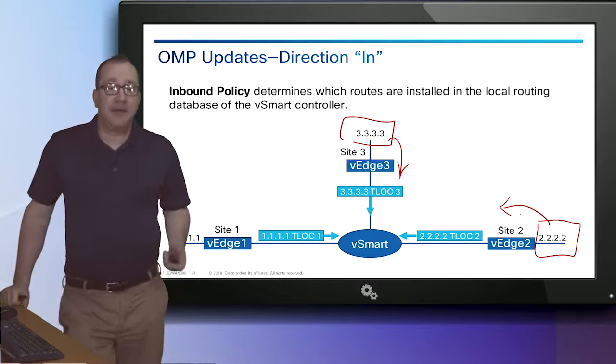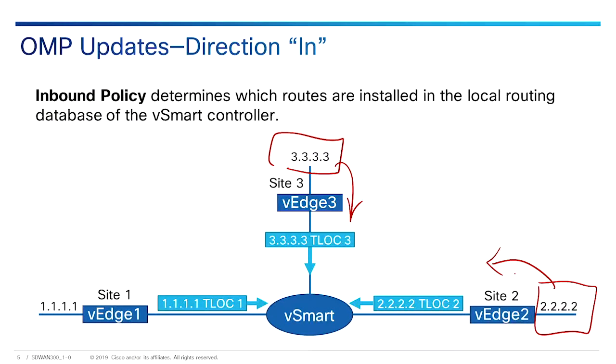Okay? An inbound policy could change this incoming flow of information. Therefore, an inbound policy could change what the vSmarts see in their routing database. So vSmart is going to get this advertisement of 2.2.2.2 for site 2 and advertise it to both site 3 and site 1. This is the normal behavior. If you have no policies in place, this is how we operate. We advertise your locally advertised service networks to everyone else.